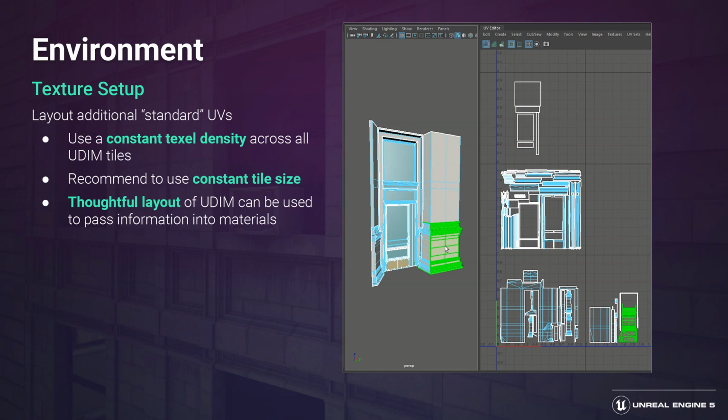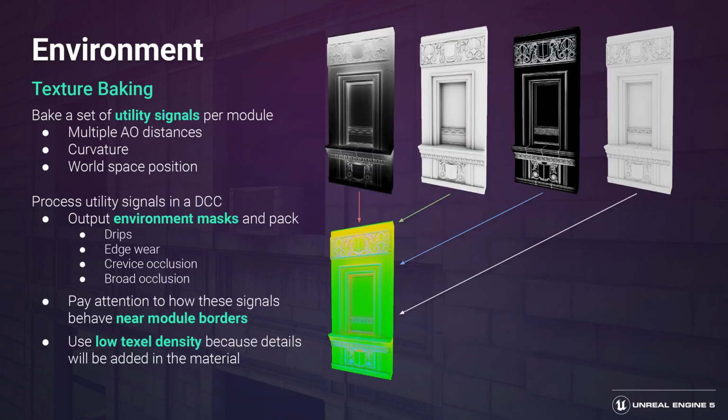Also, thoughtful layout of UDIMs can be used to pass information into materials. For instance, on the right you can see that we've broken down our materials into stone on the bottom, painted materials in the middle, and glass on the top. So now that we have our UVs, we can go ahead and bake some textures.